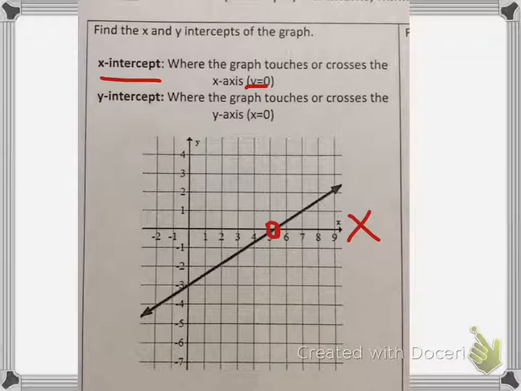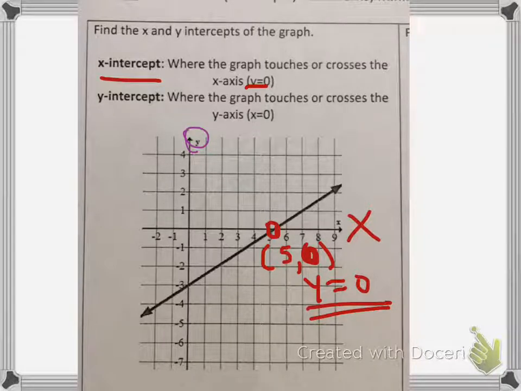So let me tell you what I mean by that. If I were to write this ordered pair as my x-intercept, I would be over 5 and up 0. So if you notice, the y value equals 0. So when we want to find our x-intercept, we actually set y equal to 0. The same thing happens when we want to find our y-intercept.